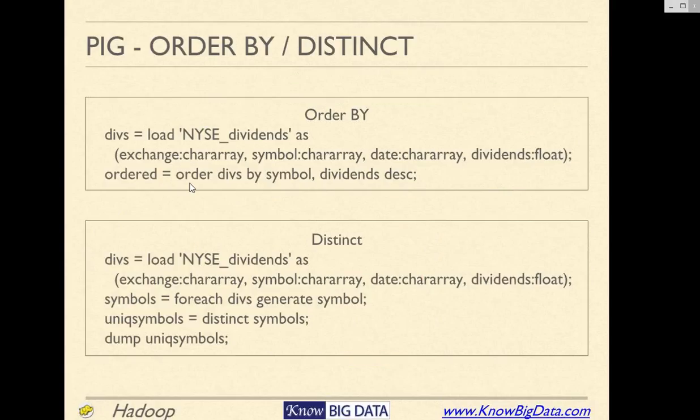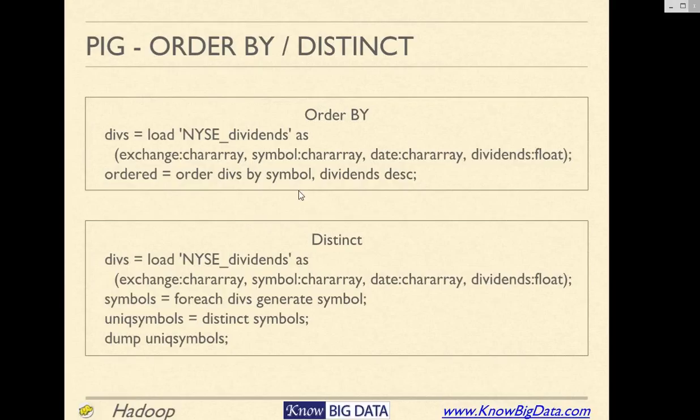Okay, great. Okay, so then there is order by and there is distinct. So order by is fairly simple. Order by basically orders the data based on the column that you have specified. So here we are saying order divs by symbol comma dividends descending. If you don't specify descending or ascending keyword, by default it will order the data in ascending order. You can order by just one column or you can order by multiple columns. Like in this example we are saying order divs by symbol comma dividends descending, right?